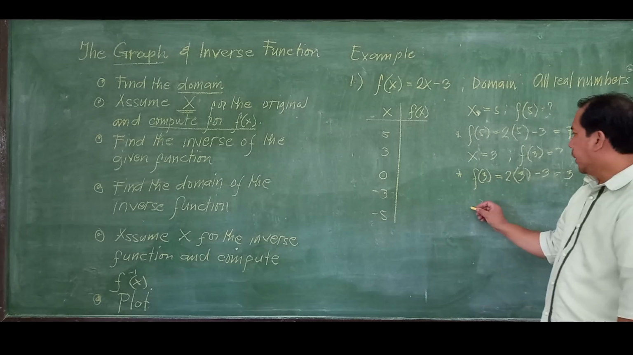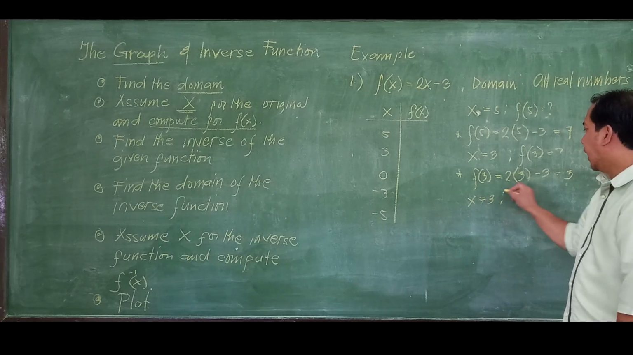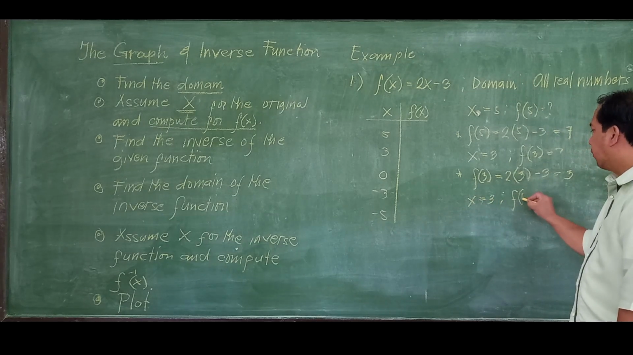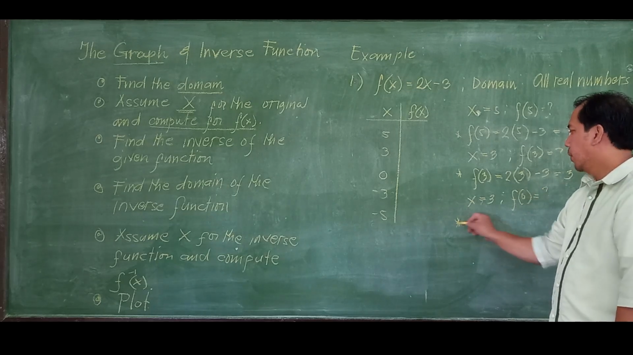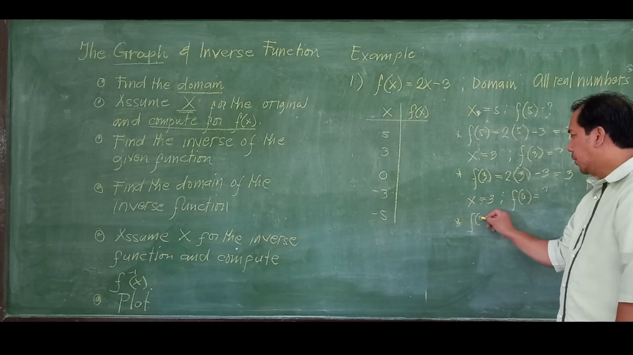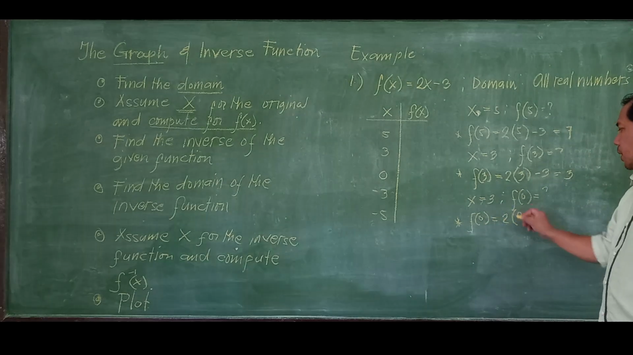Next, you notice that we have another value that is x is 0. Now again, what is the value of f of 0? It will give you now, that is the same as, we say f of 0 is equal to 2 multiplied by 0.